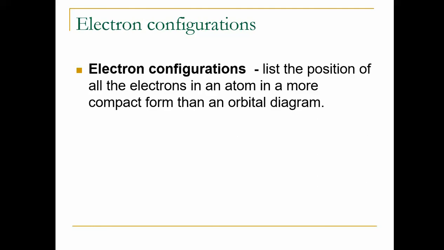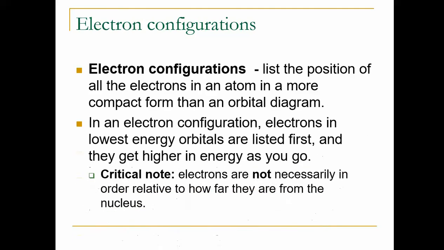Okay, so just the last thing I want to have here in these notes is to talk about electron configurations. Electron configurations are similar to orbital diagrams in that they're talking about where the electrons are, but you do it in a much more compact fashion. In an electron configuration, electrons in the lowest energy level are listed first, and they get higher in energy as you go.